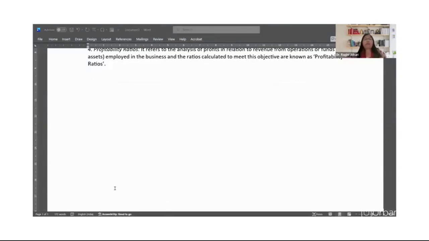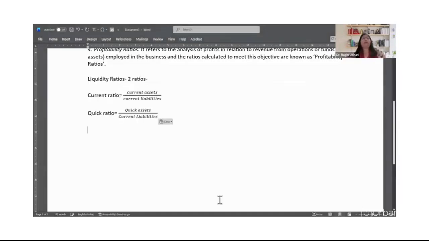The first set of ratios as we are taking is the liquidity ratios. Now under this we have two ratios, current ratio and quick ratio. Okay. So let me write down the formulas for these two ratios very quickly. Current ratio is current assets upon current liabilities, and quick ratio is quick assets upon current liabilities.